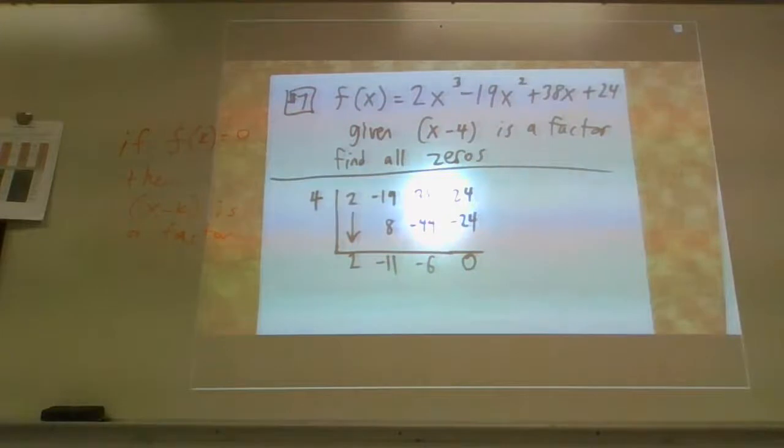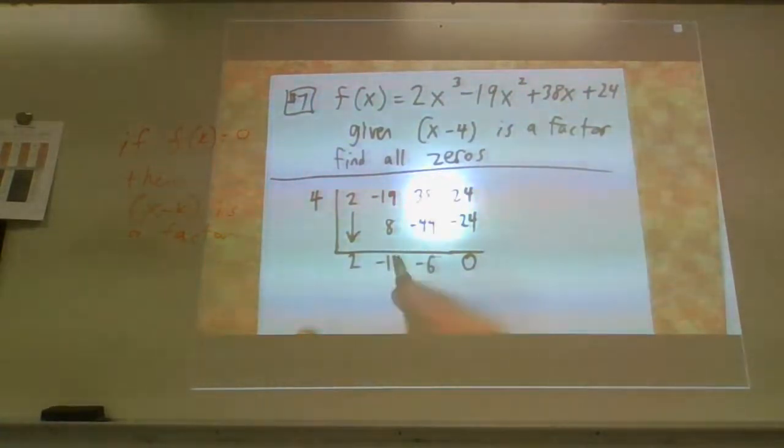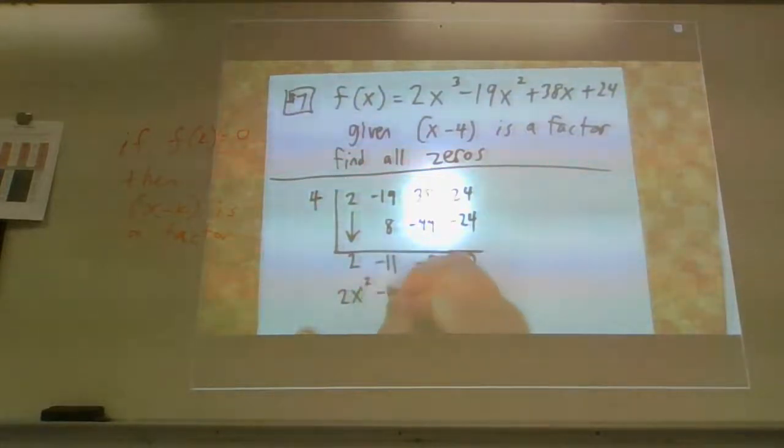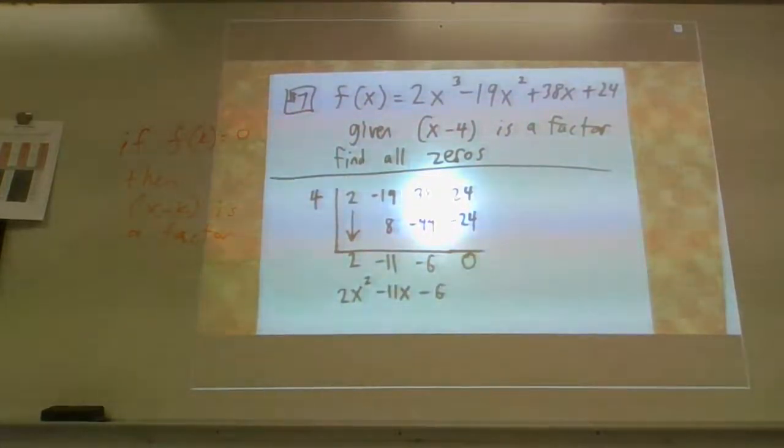This goes back to the question they asked me about this. It's like, okay, what's the equation now? Because we need the equation. Remainder, constant, x squared. This is 2x squared minus 11x minus 6. This is the resulting quadratic. Now look at what the question's asking. The question is asking for you to find all the zeros. We have one of them. We have positive 4. We need the other 2. The 2 of them are coming from this equation.